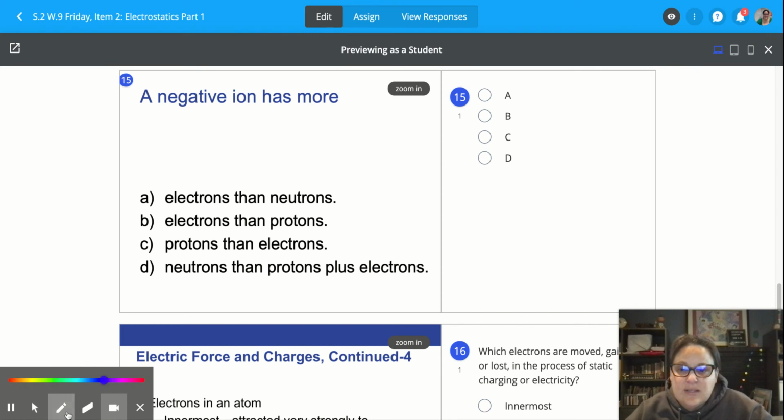So to address this, what I would do is just look at what charges things have. Electrons are negative, neutrons are 0, protons are positive. So a negative ion has more negative than it has positive. So which of these descriptions explains that?